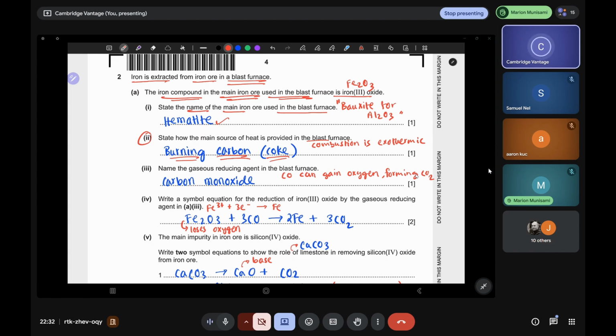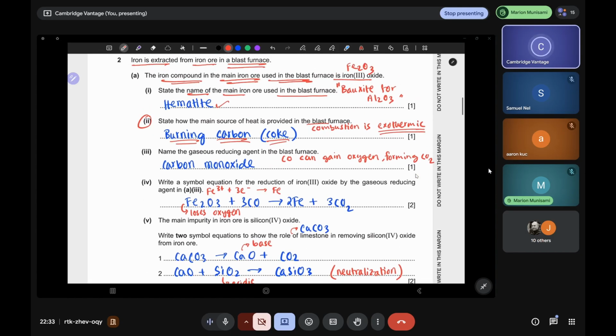The burning of carbon is a combustion reaction, and combustion reactions are exothermic, which means they release a lot of energy. Now yes, in the blast furnace there are other reactions that are also somewhat exothermic, but they're not exothermic enough to heat up the blast furnace to the required temperature. So over here for number 2, the answer is burning coke.